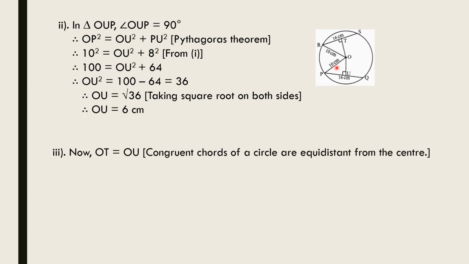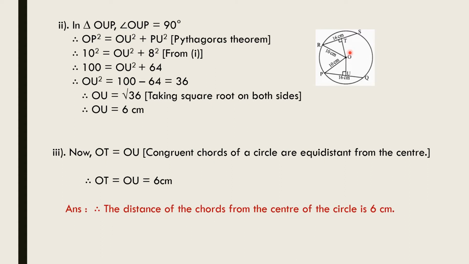And here, chord PQ and chord RS are congruent chords. Therefore, as you have already learned, congruent chords of a circle are equidistant from the center. Therefore, OT is equal to OU. Therefore, OT is equal to OU is equal to 6 centimeter. And therefore, the final answer: the distance of the chords from the center of the circle is 6 centimeter.